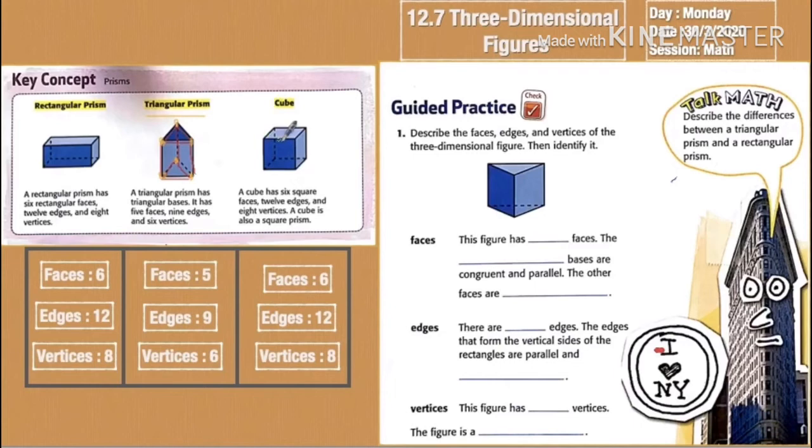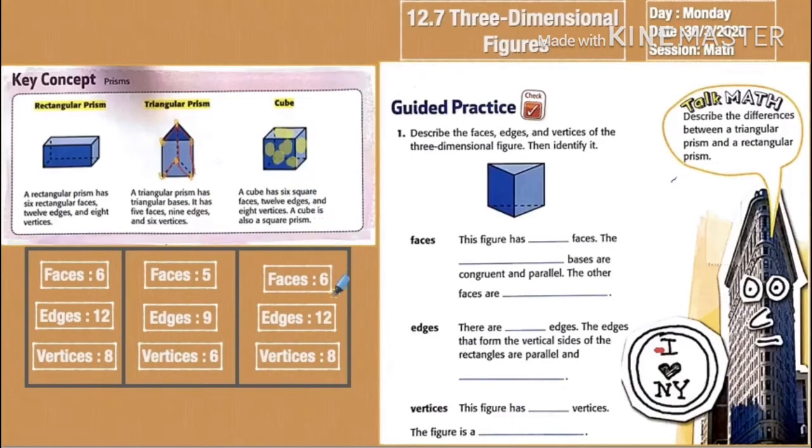Now here we have our cube. It has 6 square faces, 12 edges, and 8 vertices. A cube is also called a square prism. So let's check how many faces I have. 1, back 2, right 3, left 4, front 5, and then the bottom is 6. So top, bottom, right, left, front, back.